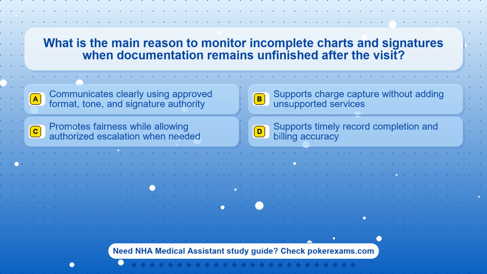Question 24. What is the main reason to monitor incomplete charts and signatures when documentation remains unfinished after the visit? Option A, communicates clearly using approved format, tone, and signature authority. Option B, supports charge capture without adding unsupported services. Option C, promotes fairness while allowing authorized escalation when needed. Option D, supports timely record completion and billing accuracy.